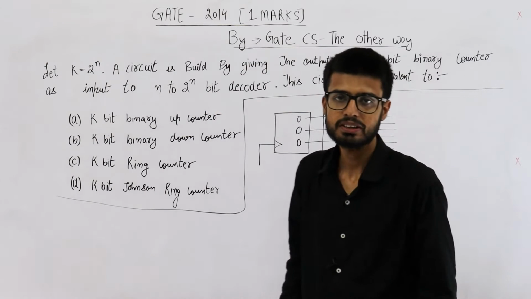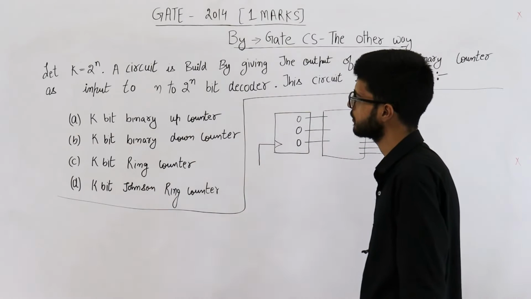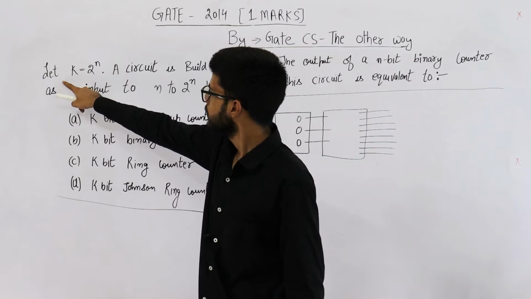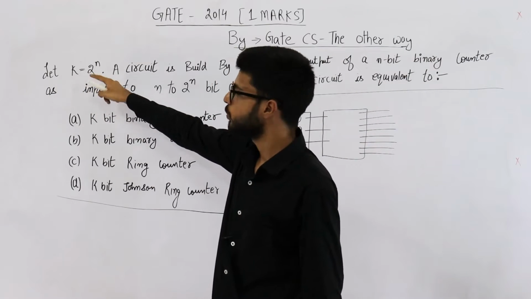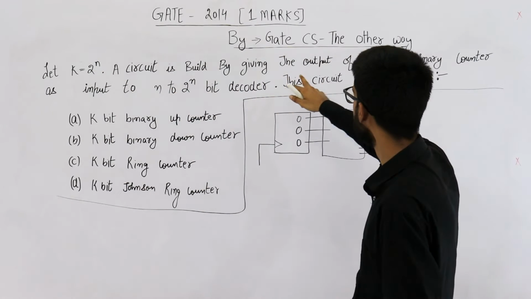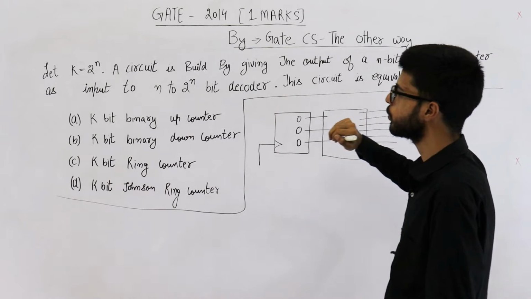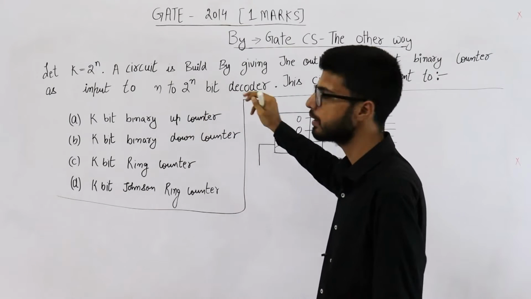This is a one mark question asked in GATE exam of 2014. Let's discuss it. They're saying let k is equal to 2 power n. A circuit is built by giving the output of an n bit binary counter as input to an n to 2 power n bit decoder.